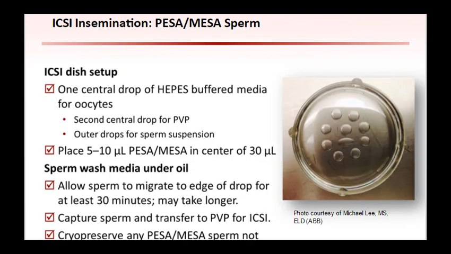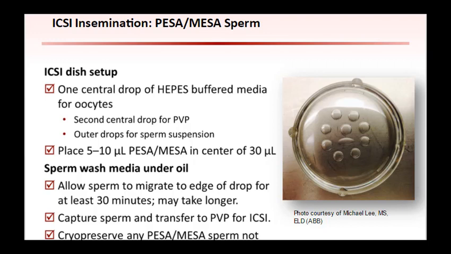Sperm are collected from the outer drops after a portion of the PESA is placed in each drop, allowing for sperm to acquire motility and migrate to the outer edges of the drops. The sperm are aspirated with an ICSI pipette, placed in the central PVP drop, and the membrane disrupted.